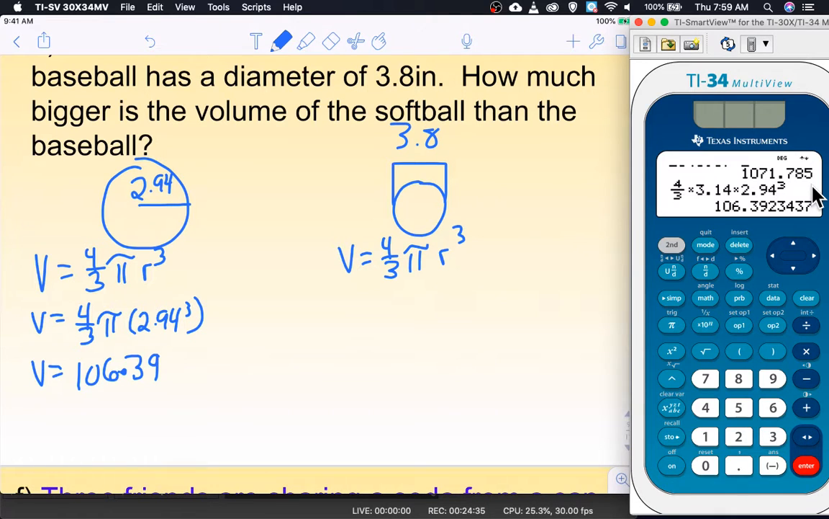106.39. Okay, so that's the volume of the softball, 106 cubic inches.